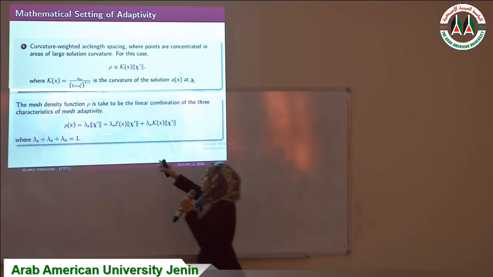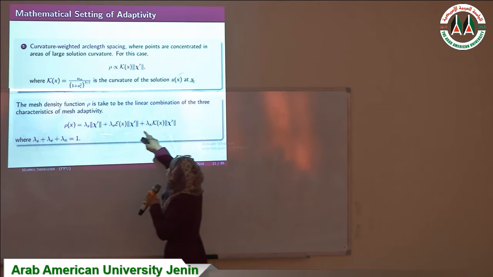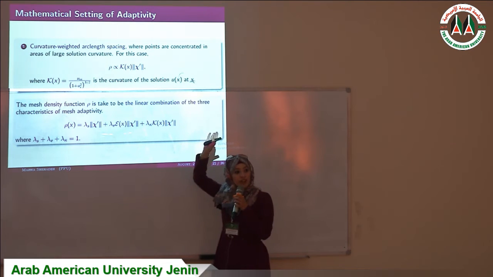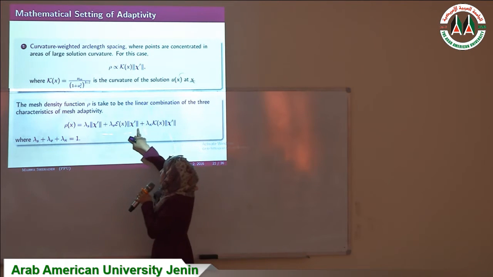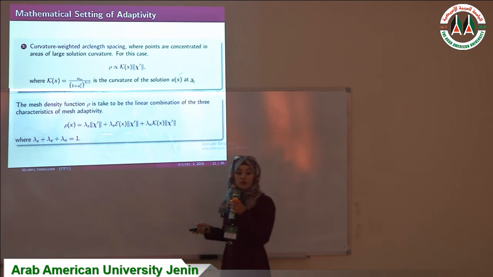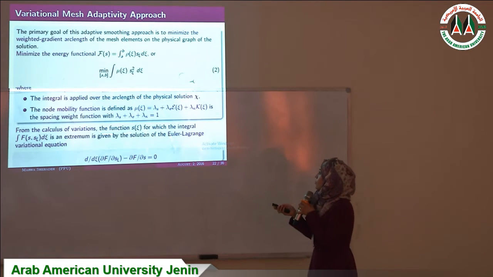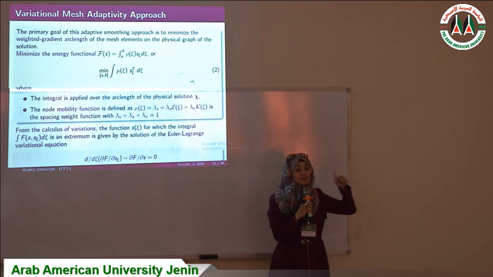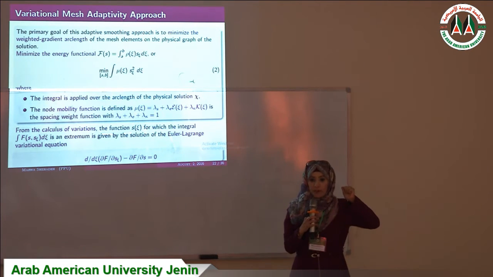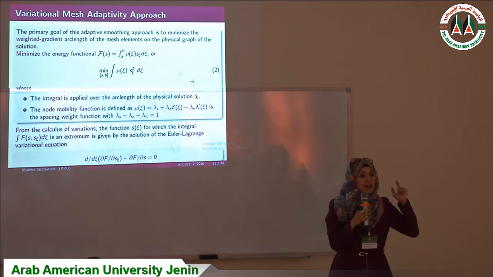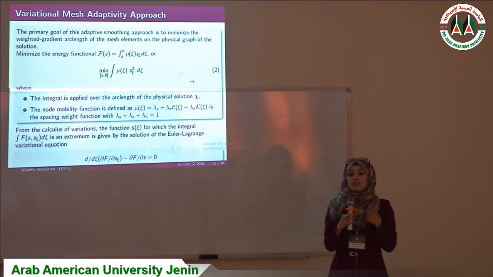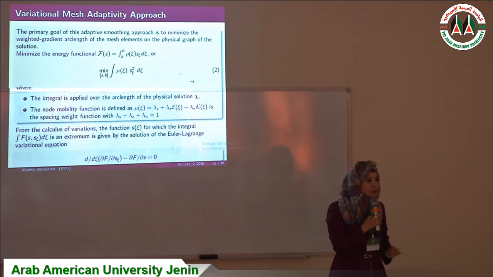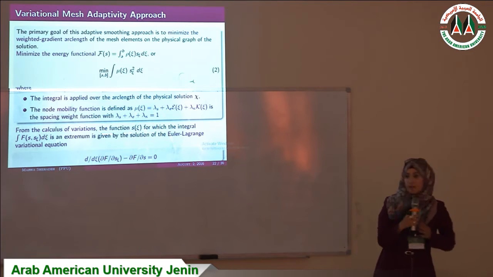So we have the density function, which is a linear combination of the above characteristics, where the lambdas sum to 1. Okay, now let's start with the first method of adaptivity, called the variational adaptivity method. I will talk about it briefly because it's a common method. The important method in my work is the second one, which is called direct adaptivity.